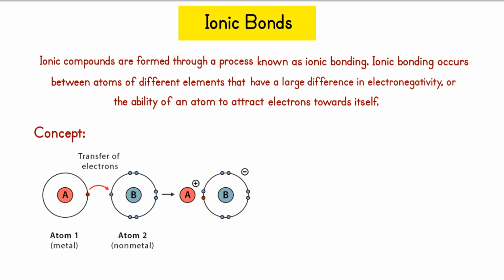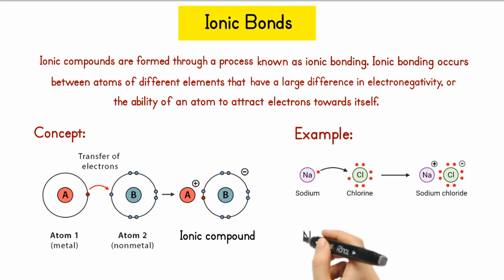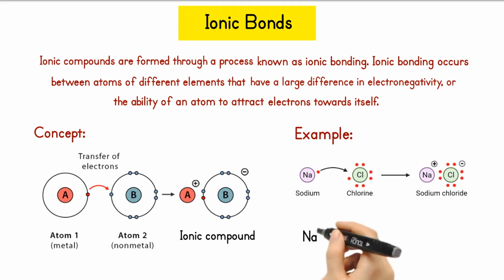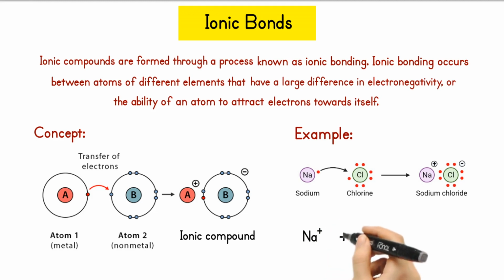The positively charged cations and negatively charged anions then attract each other due to their opposite charges, forming an ionic compound. For example, when a sodium atom becomes an ion, causing it to become sodium chloride, NaCl, it loses one electron to become a sodium plus cation, while a chlorine atom gains one electron to become a chloride anion. The resulting attraction between the sodium positive and chloride negative ions forms the ionic compound NaCl, or sodium chloride.